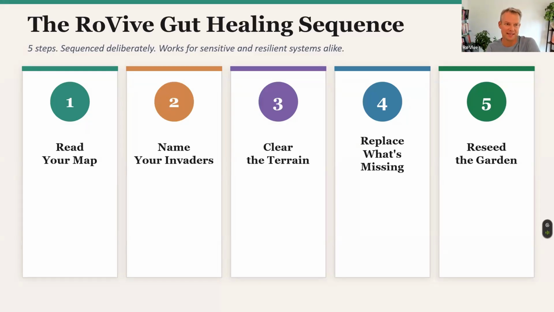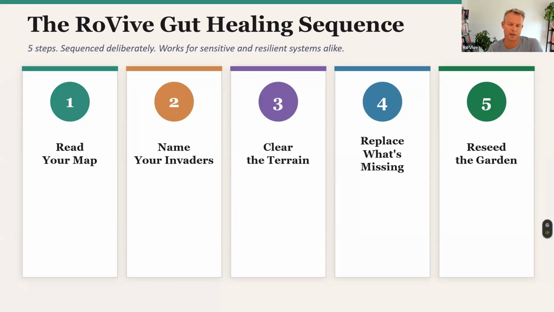So the RoVive Gut Healing Sequence, and I'm calling it the RoVive. This is a very standard functional medicine way of looking at it too. So I don't want to take credit where credit isn't completely due, but the way I tend to do it is a little bit different at times than standard functional medicine. So these are sequential for a reason. And I would say most gut protocols skip steps or start the next one too soon or do them out of order. But oftentimes it's just starting the next step too soon.